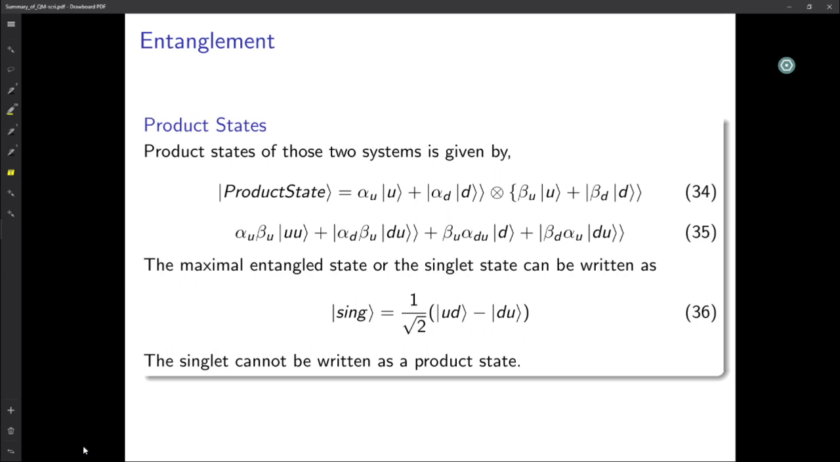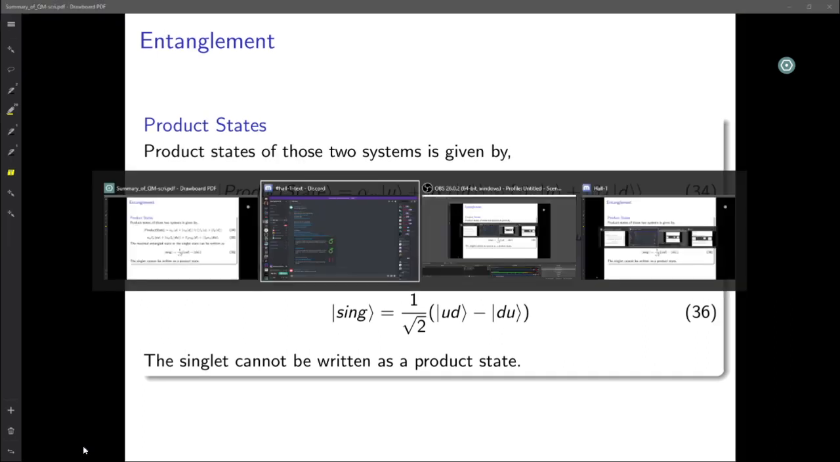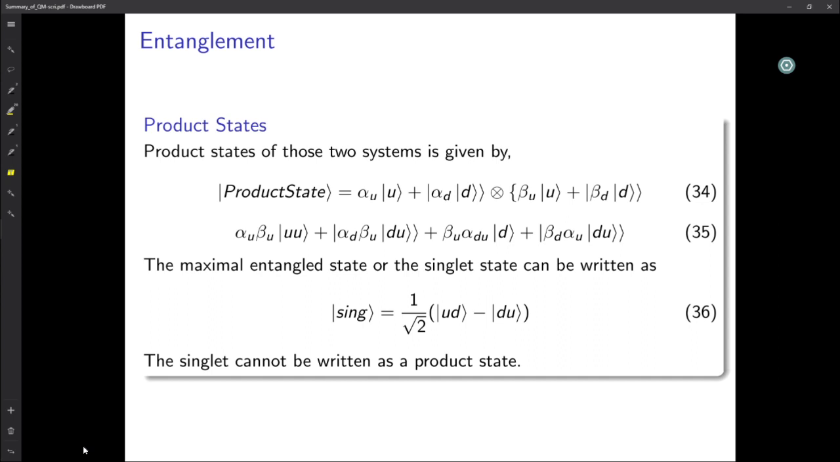And so the maximally entangled state, or the singlet state. Entanglement is not just entangled or not entangled; it can also mean that one system is more entangled than another. The most entangled state for a system is called a singlet state. The ket of the singlet can be given as 1 by root 2 of ket ud minus ket du. We have already come across why the constant 1 by root 2 is given there. The singlet cannot be written as a product state, as we can see from the above equation. So next slide.